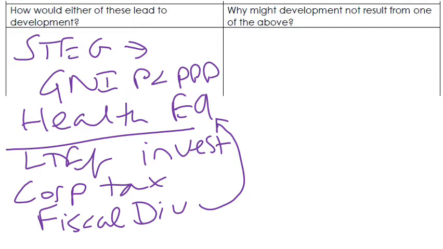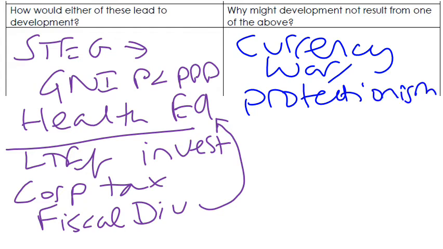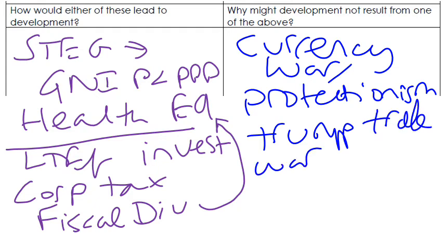Why might development not result from one of the above? In terms of interventions in currency, you could end up in the situation where there is a currency war or protectionism. So one of the arguments Donald Trump gave for his trade war with China was the manipulation of the currency. And that would then end up with increases to tariffs, quotas, etc., and a reduction in global trade.